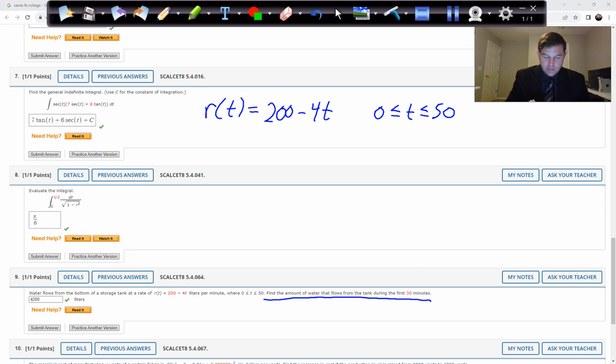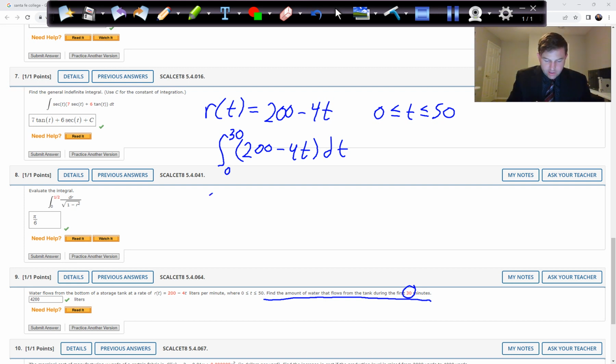So we just have to take the integral from 0 minutes to 30 minutes, so they're using 30, of this rate equation. And then our variable is dt. So we're just integrating the rate at which water is flowing out, which will be like a cumulative addition of all of the loss of the water over time.